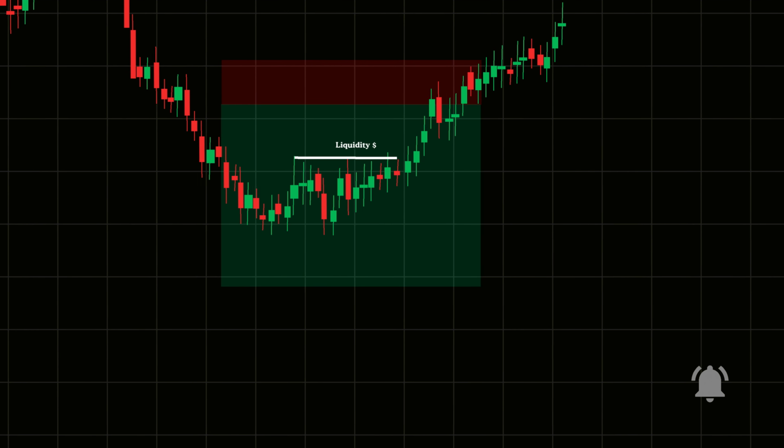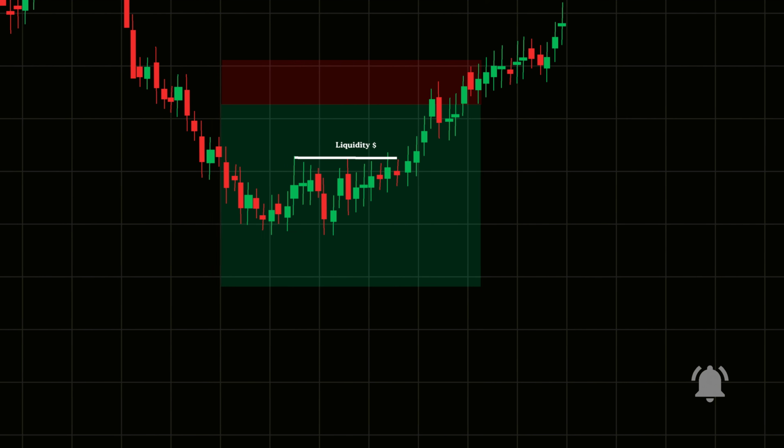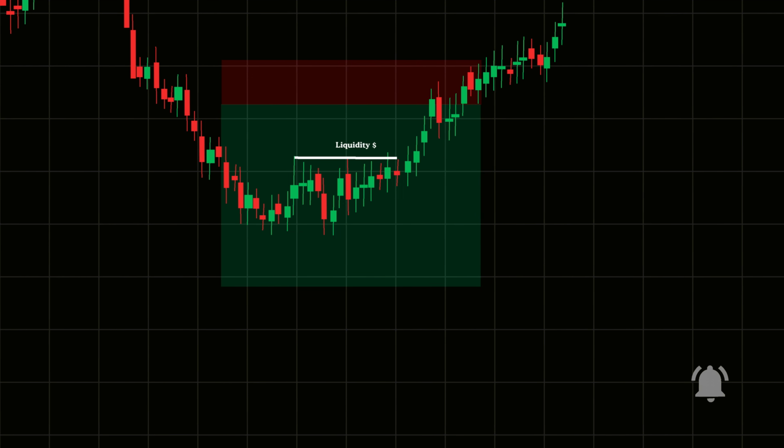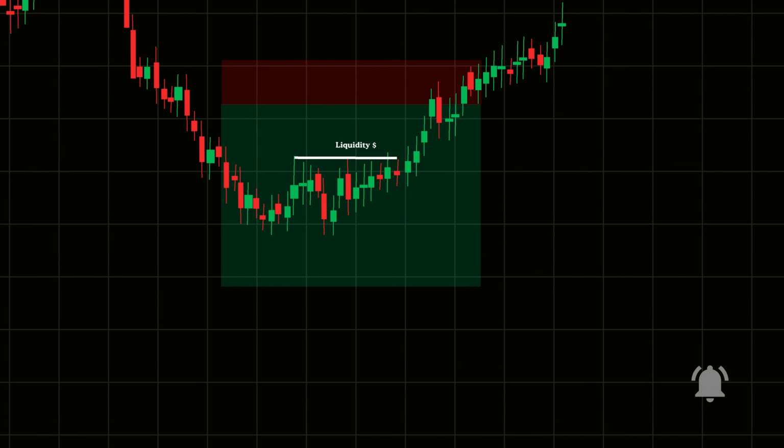Sadly, many retail traders treat the markets like entertainment, chasing wins and enjoying the ride, even when losing. But serious traders approach it like a business, analyzing systems and using backtesting to sharpen their edge.